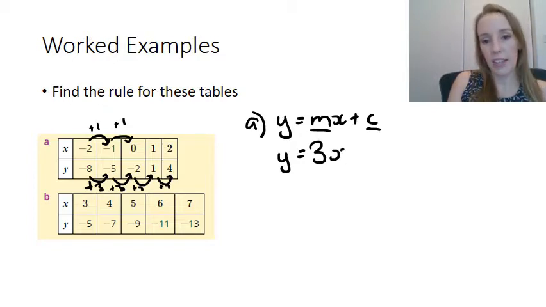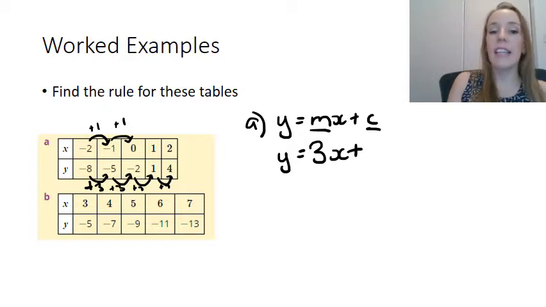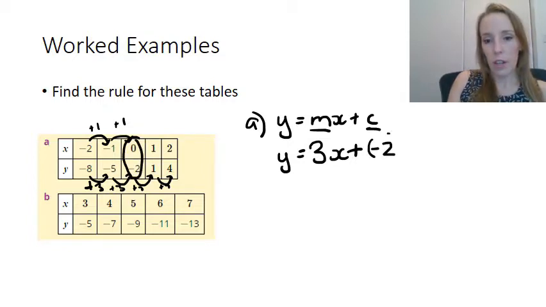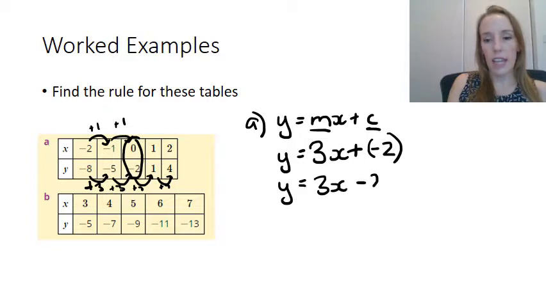So it'll be 3x plus c. And c is our value of y when x equals 0. So x equals 0 here. What does y equal? -2. So 3x plus -2. We know when we're adding, a negative is the same as taking away. So we'd rewrite our rule as y equals 3x take 2. And that would be our rule for A.